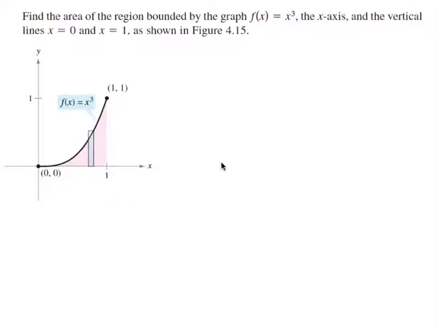To finish up section 4.2, we've got one problem to look at. It's find the area of the region bounded by the graph f of x equals x cubed, the x-axis, and the vertical lines x equals 0 and x equals 1, as shown in the figure. So this is what we're looking at, and our goal is to find the area of the pink region. Okay, we want to find the area underneath that curve.